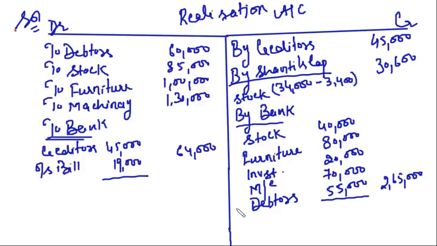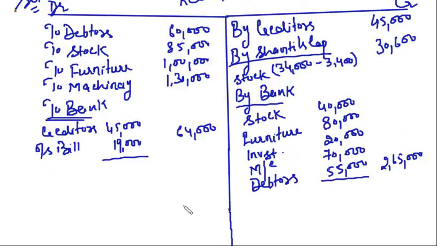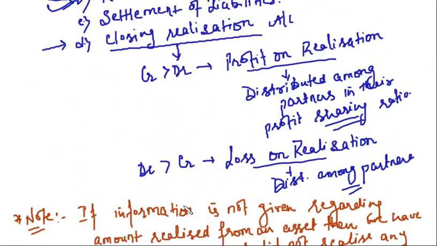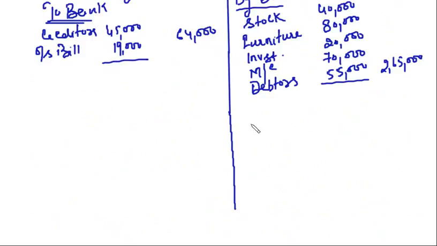Clear? Now can you tell me which side is more? Debit side is more or the credit side is more? Just check on yourself whether the debit side is more or credit side is more. In this case, debit side is more than the credit side. Right? Remember this. If debit side is more than the credit side, this means it is a loss on realization. You have paid more than you have recovered. So if this is a loss on realization, I will say by loss.